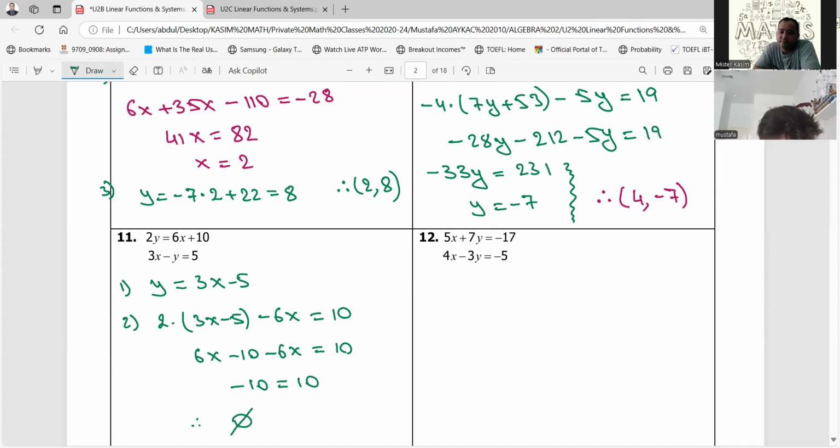No solution means that these two lines are parallel to each other. What does it mean? If you actually write them in slope-intercept form, you will see that they have the same slopes. Divide both sides by 2. I have here y equals 3x plus 5. And the second equation is y is equal to 3x minus 5. Look at the slopes. It is 3 and 3, right? The same slopes, that means that they are parallel. So that's why they have no solution.